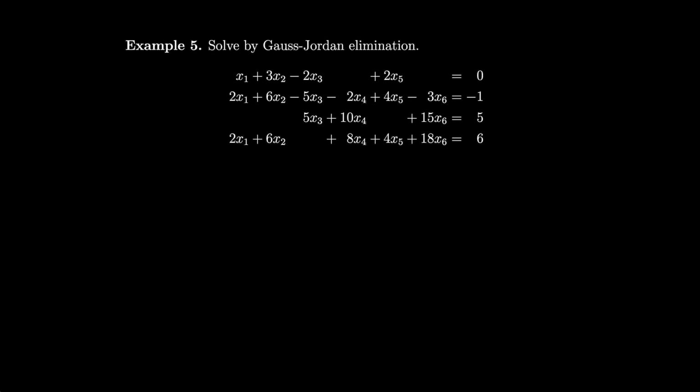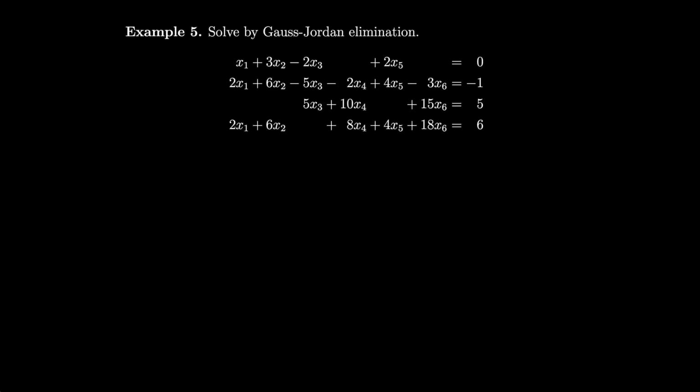So how about we do an example of that? Let's solve this system by Gaussian elimination. So what we'll first do is we will write the system as a matrix. So let's see, we've got 1 for x1, 3 for x2, minus 2 for x3, and so on.